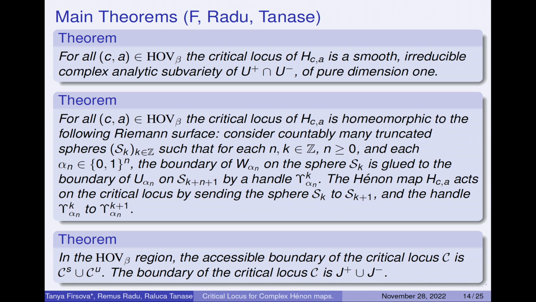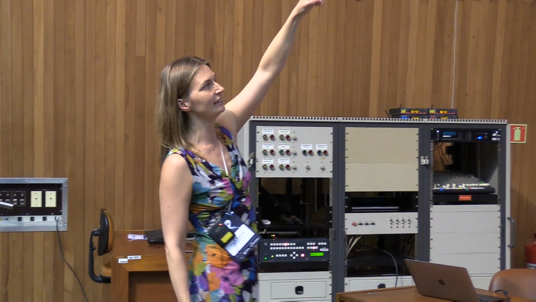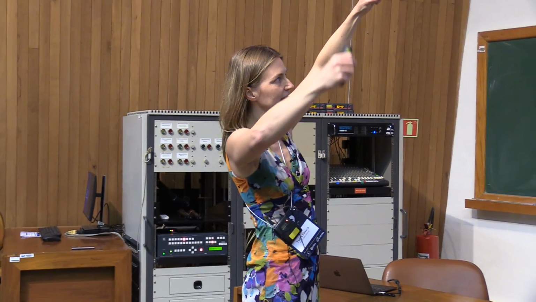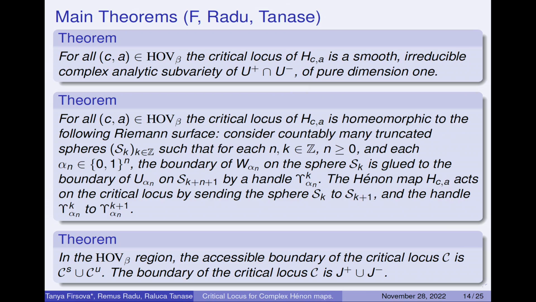And if we take W that is on top and U with the same parameterization at the bottom, and we take W on the sphere Sk, we draw a handle to U alpha n of this sphere Sk plus 1, and we denote this handle by gamma k alpha n. So there are 2 to the power k minus 1 handles between Sk and Sk minus 1.